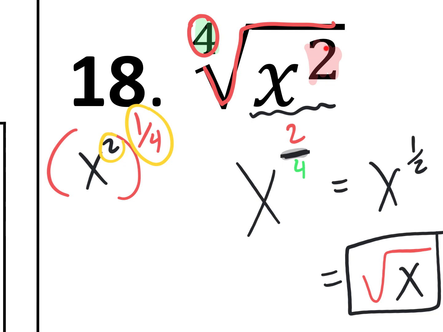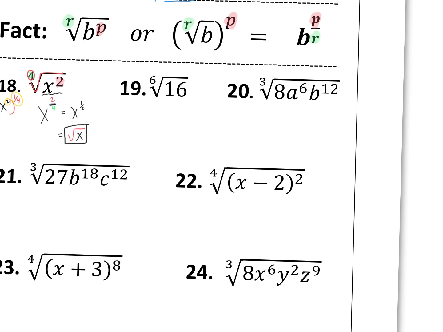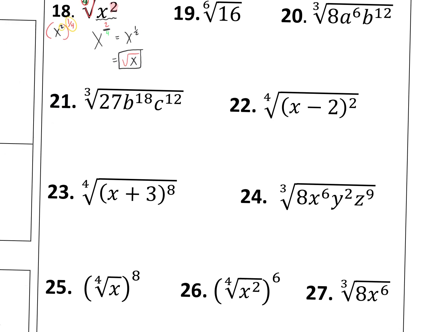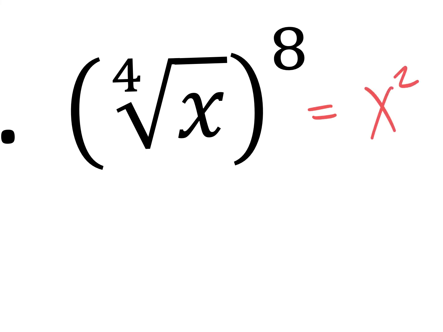You don't have to memorize power over root, but it makes it a lot faster, right? Let's take a look at this guy right here. If you know the shortcut, power over root, then you know your answer. What's your answer? X squared. Pretty amazing, huh?